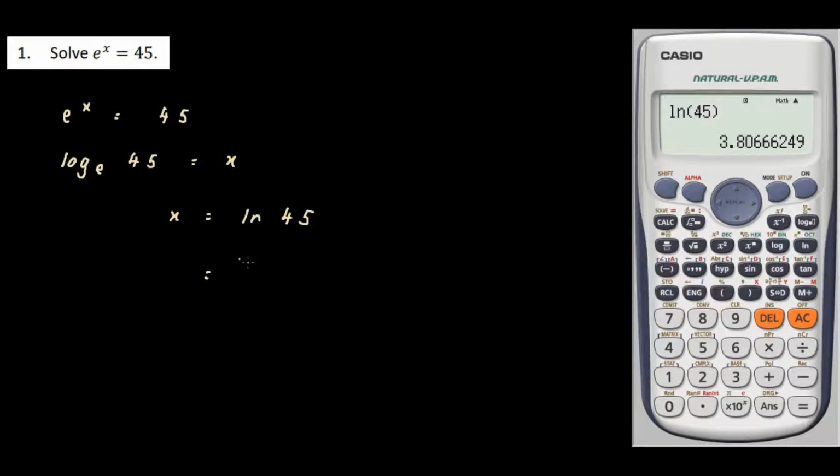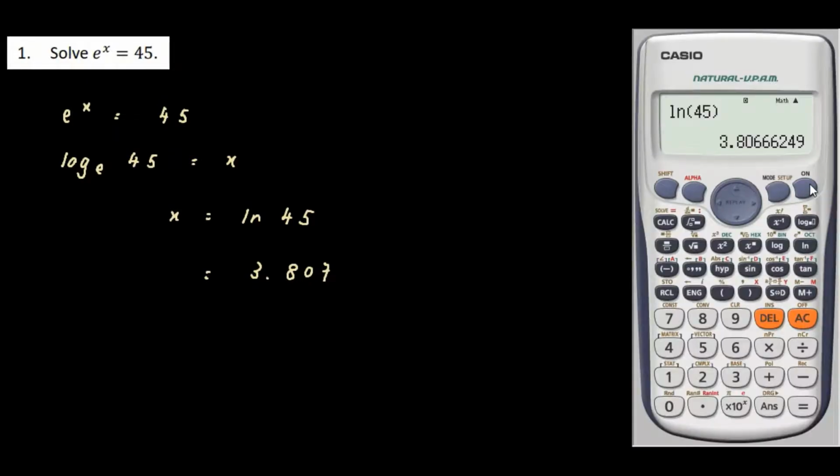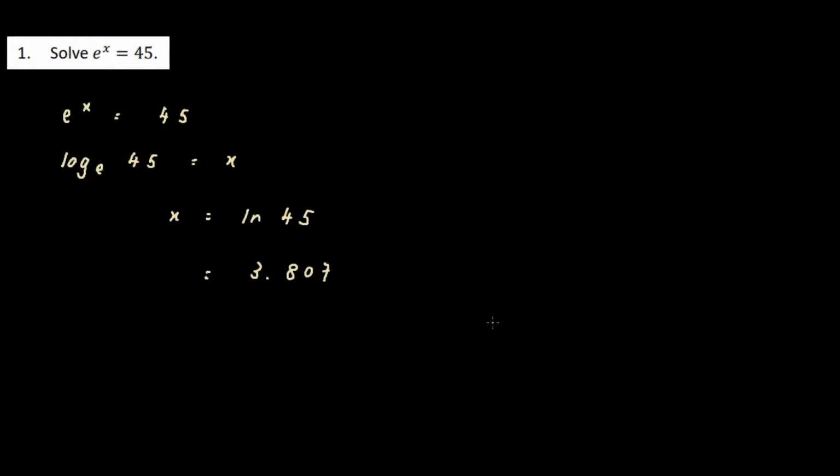So 3.807. After you get your answer, you can use your calculator to check it again. Since 3.807 is your answer, you can straight away check it by using Shift e, then put your answer as your power. Then you should see whether it's correct or not. Okay, so that's for question one. Let's move on to the next one.